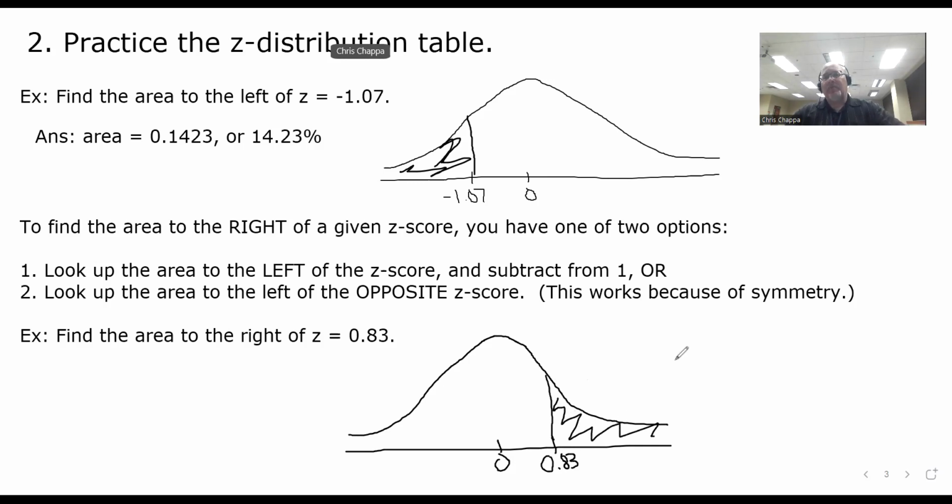Now, when you are looking up these areas, it would be a good idea to think ahead of time: should my answer be more than 50% or less than 50%? Since I shaded in less than half of the bell curve, it should be less than 50%. But we're looking for the area to the right, so we can do one of two things. Number one is look up the left area, left of 0.83.